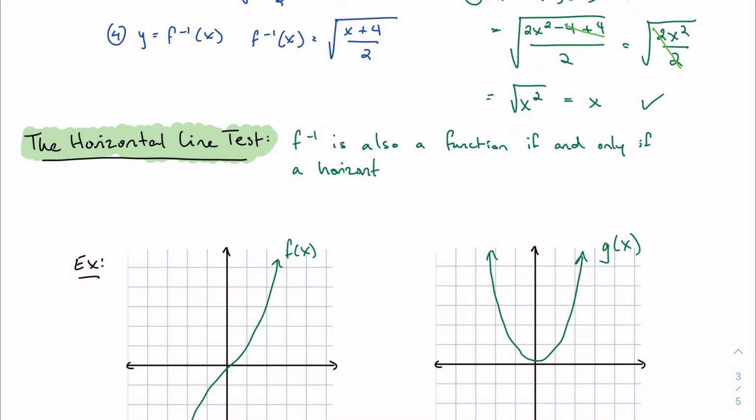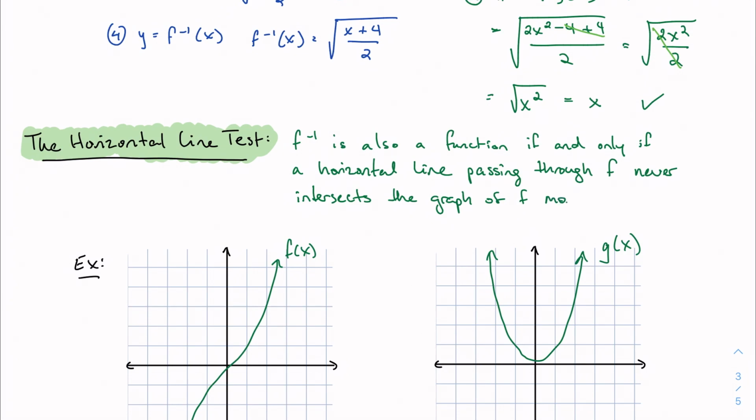A horizontal line passing through f, not f inverse, just f, never intersects the graph of f more than once. If you remember the vertical line test, where we take a vertical line through a graph to see if the graph is a function, it's the same thing, just horizontal.